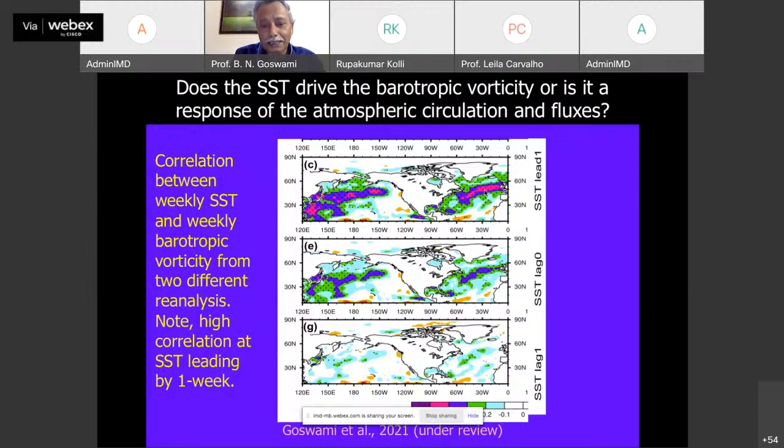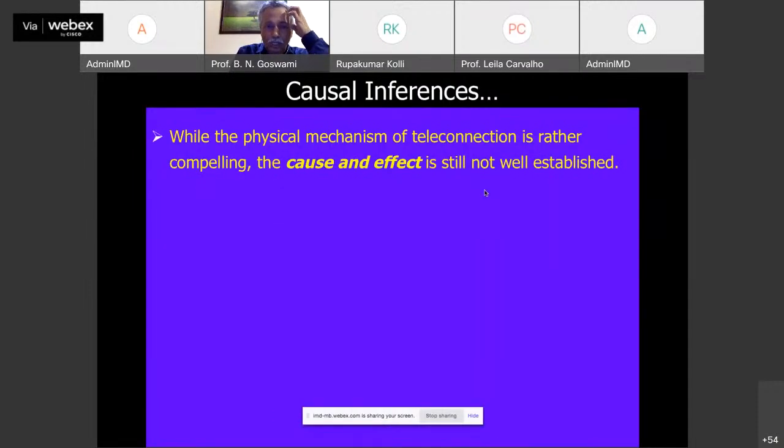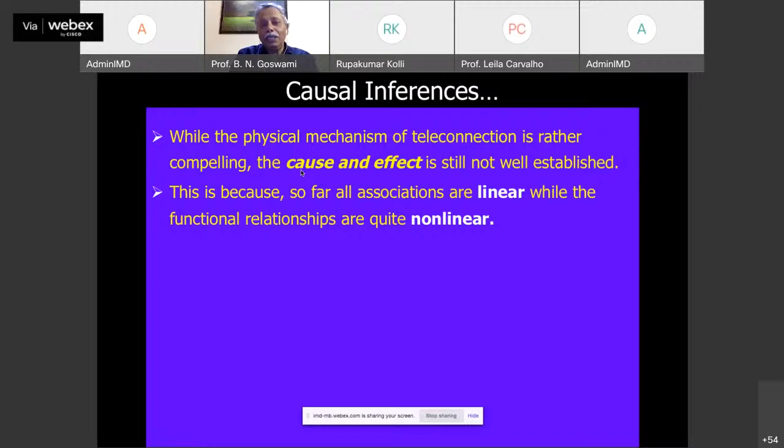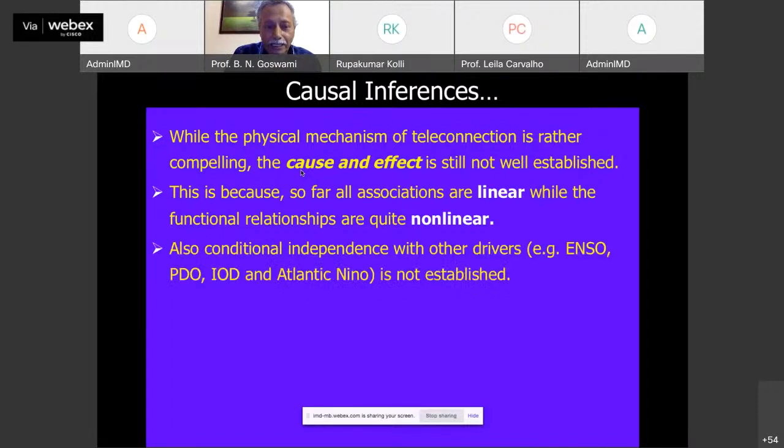But still, this is a linear correlation analysis, so cause and effect was not very clear. It is not clear because these are basically linear, but most of the functional relationships are non-linear because the time scales are different. One is on the intra-seasonal time scale, one is on the multi-decadal time scale, and there are different time scales in between. So the relationships are actually non-linear. So how do we establish that? Also, the conditional independence of these drivers has not been established.